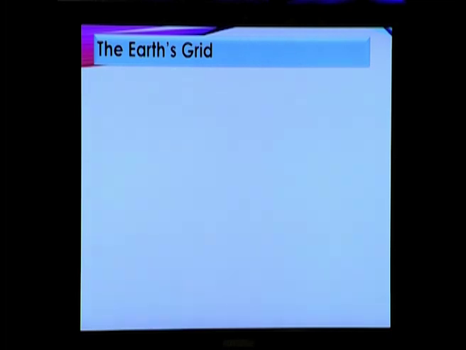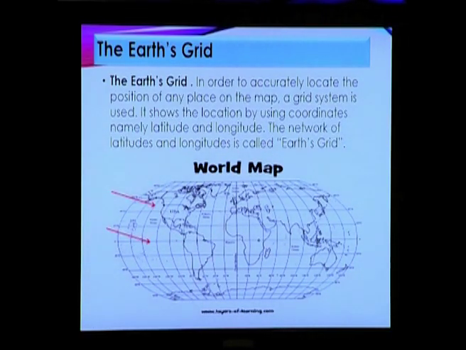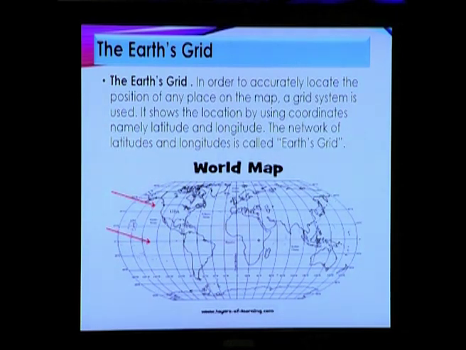The Earth's grid. What is the Earth's grid? In order to accurately locate the position of any place on map, a grid system is used. It shows the location by using coordinates, namely latitude and longitude. The network of latitudes and longitudes is called Earth's grid. So longitudes are lines running from north to south. Latitudes are lines running from east to west. So when they crisscross and form a square, it's called a grid. And this grid helps us to find the location of a place.